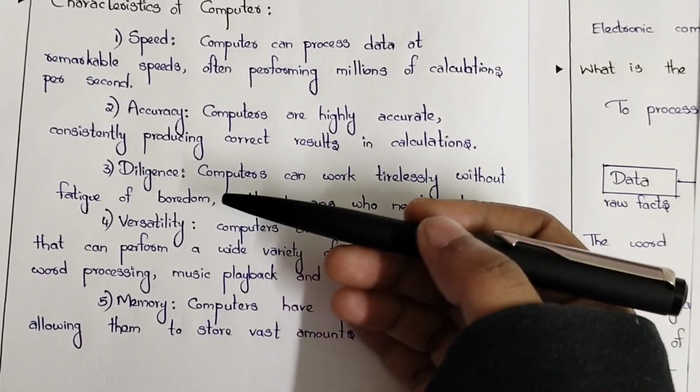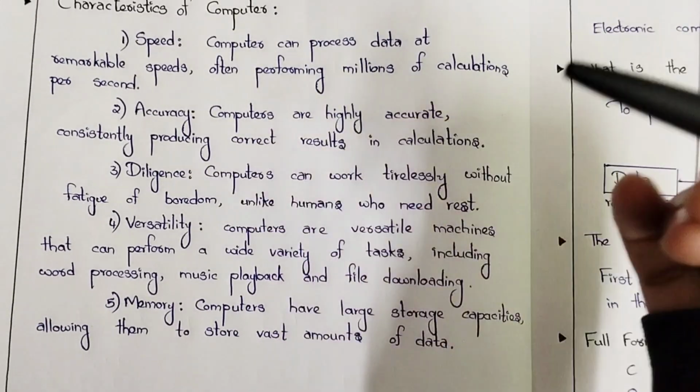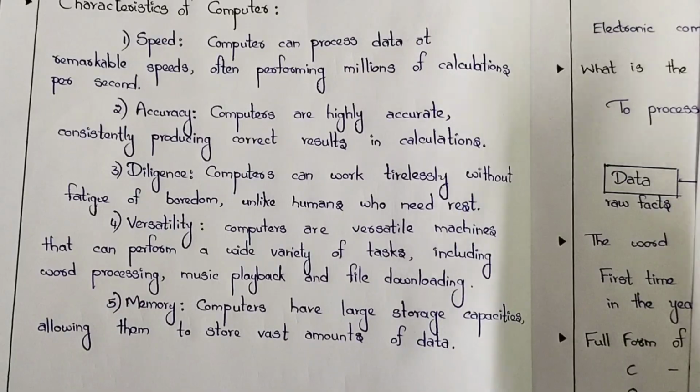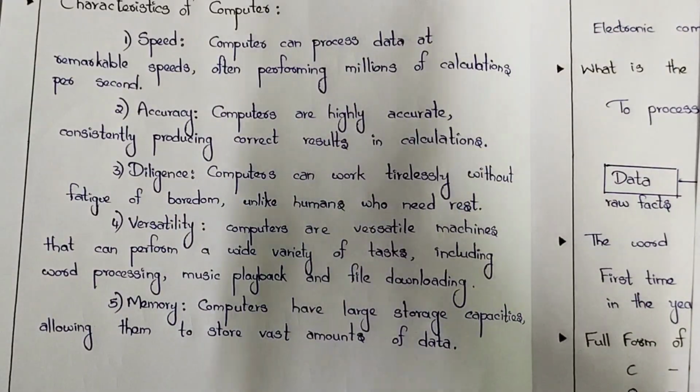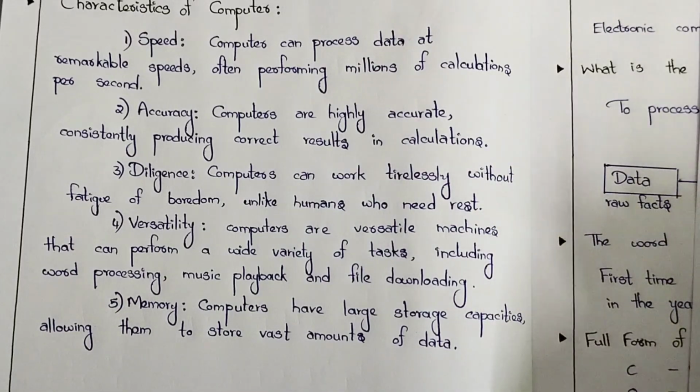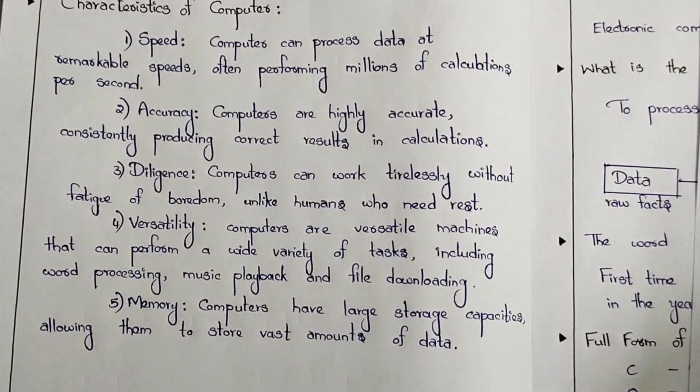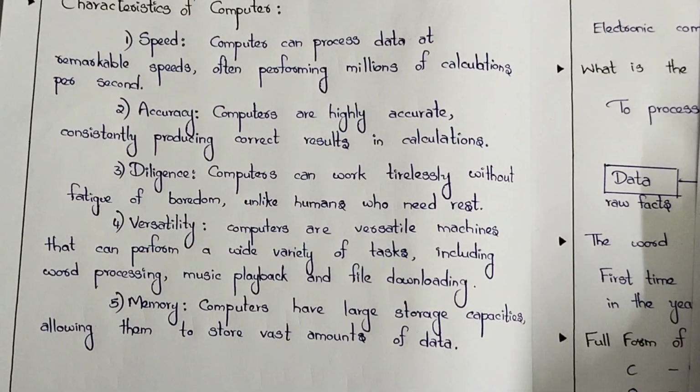For now, the next characteristic is diligence. Diligence means computers can work tirelessly without fatigue or boredom, unlike humans who need to rest. A computer doesn't need to rest, right? Computers can work throughout the day. They don't get bored or feel tired. That's what diligence means. It can work continuously without getting tired.